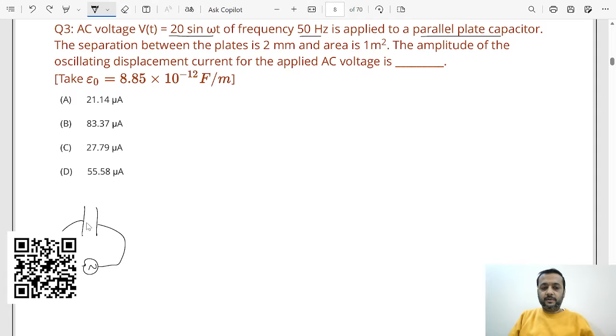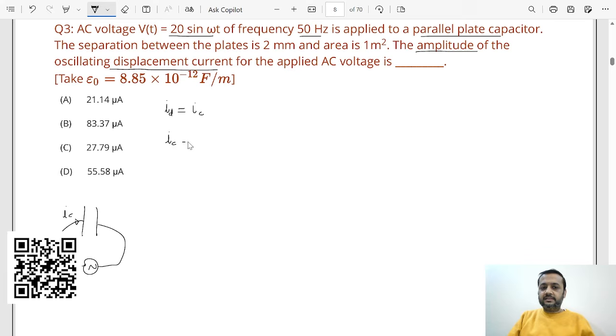Remember that whenever a capacitor is connected with some voltage, you have a displacement current that flows between the capacitor plates. Also, if you recall, the displacement current between the capacitor plates is equal to the conduction current flowing through the wires. This I conduction is equal to I displacement. Since we have to find the amplitude of the displacement current, we can also find the amplitude of this oscillating conduction current.